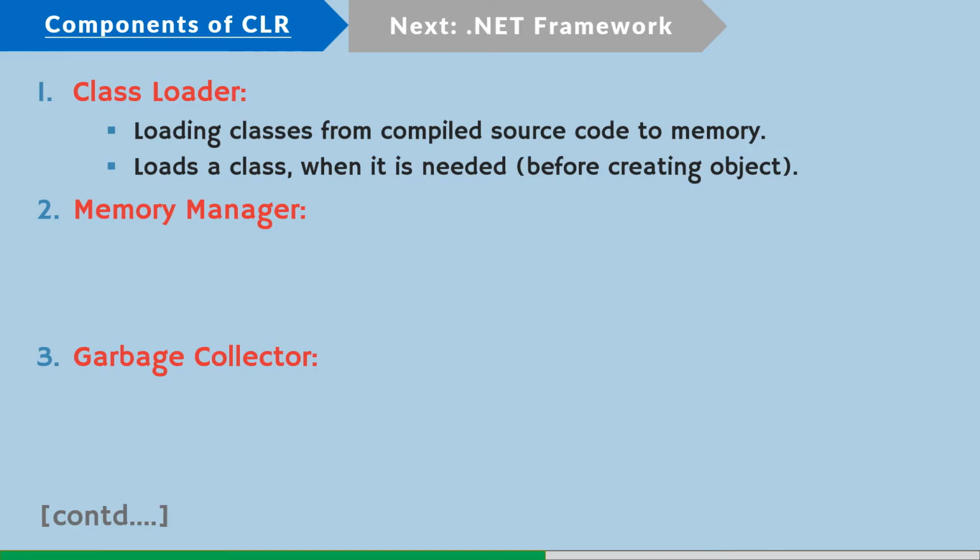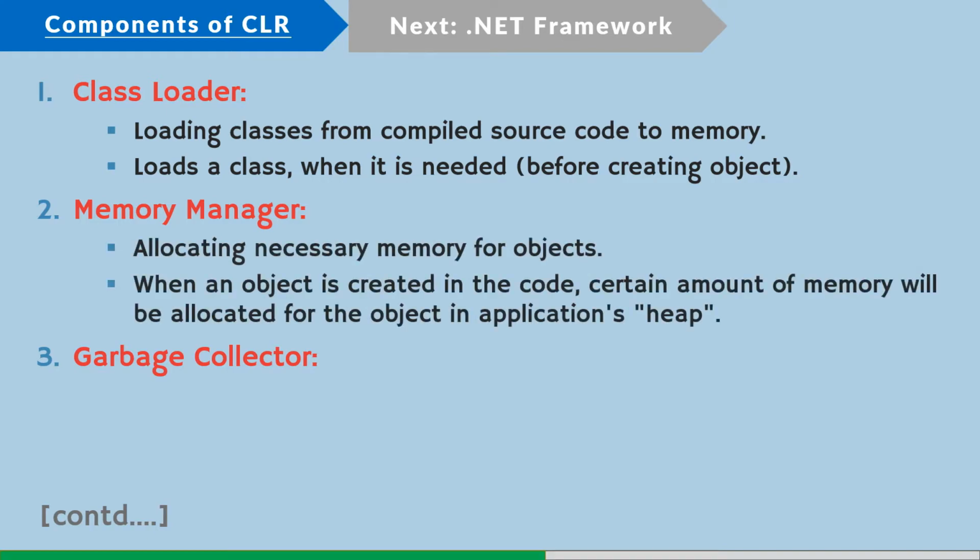But class loader cannot execute the actual code. Class loader cannot allocate any memory. Class loader cannot delete any memory. So there is a necessity of other components to be involved in the process of execution. The second component of CLR is memory manager, which is responsible to allocate the memory for all the objects and local variables.